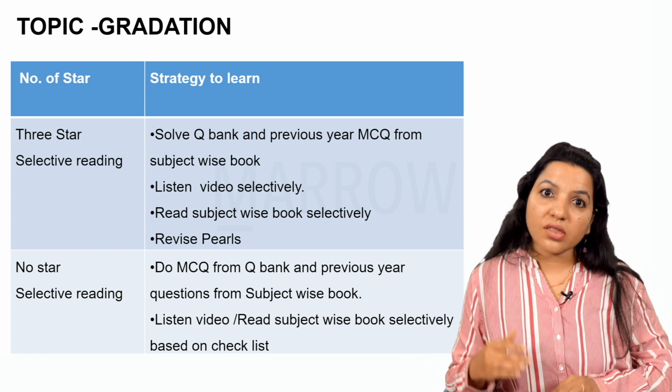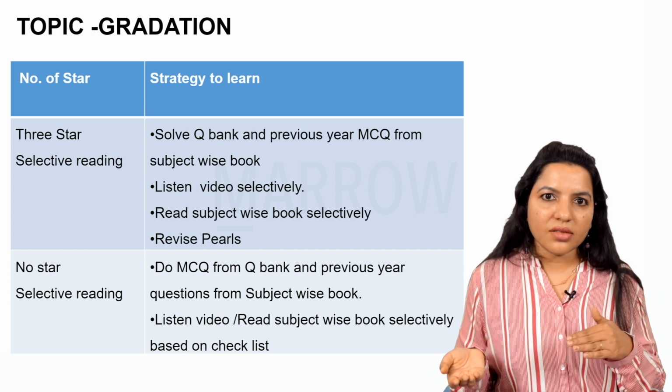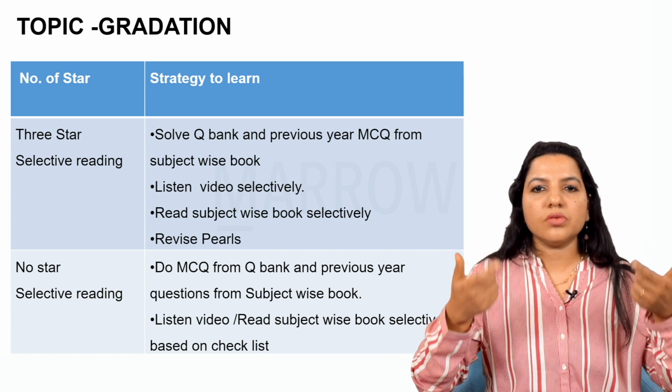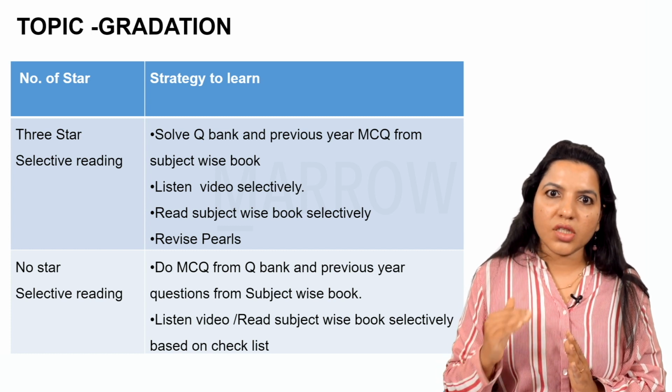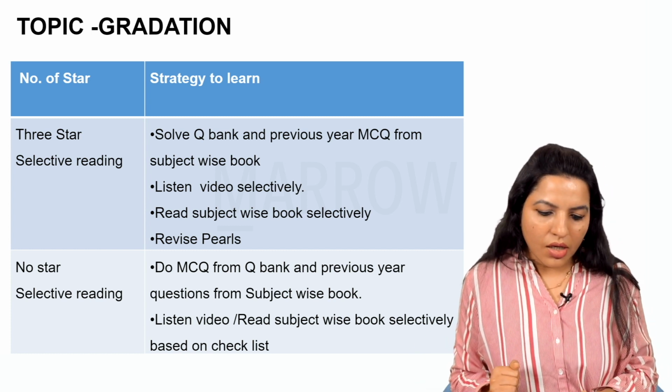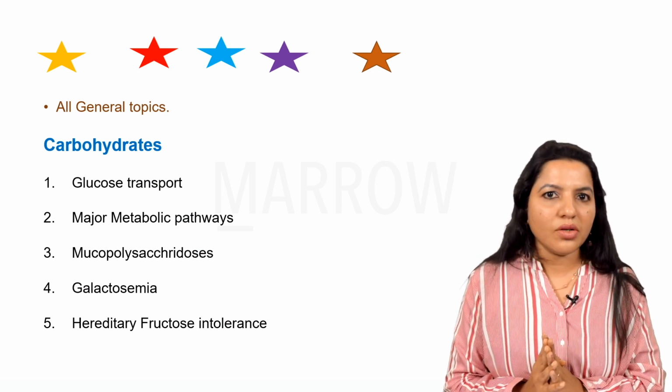In one case, first listen to the videos and then solve, because you cannot omit anything. The other is, you can first solve the MCQs, then come back to the videos. So this is the strategy that you can follow for these 4 types of topics. Now I'll tell you which are the 5-star, 4-star, 3-star and no star topics.